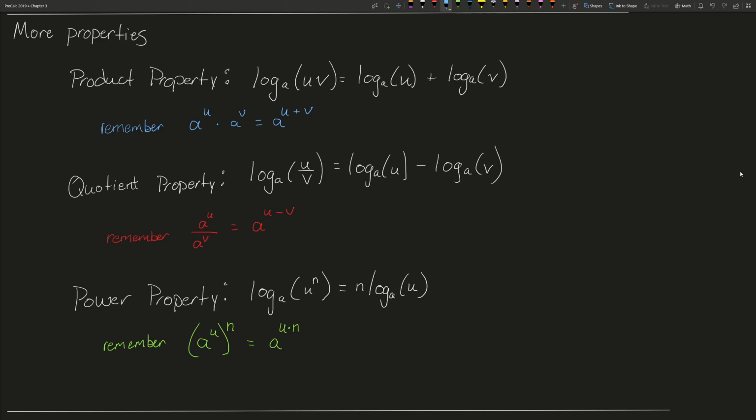So if we have a to the u times a to the v, we're simply adding those exponents together.